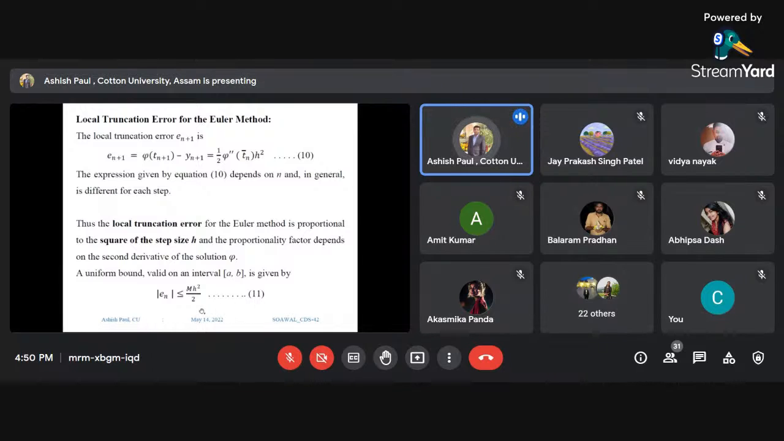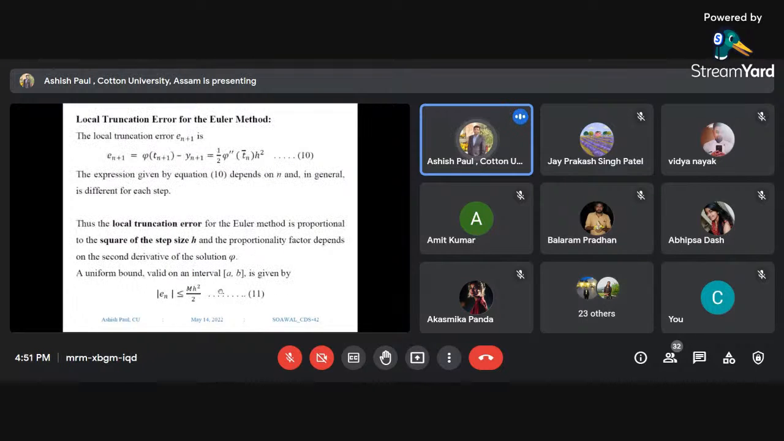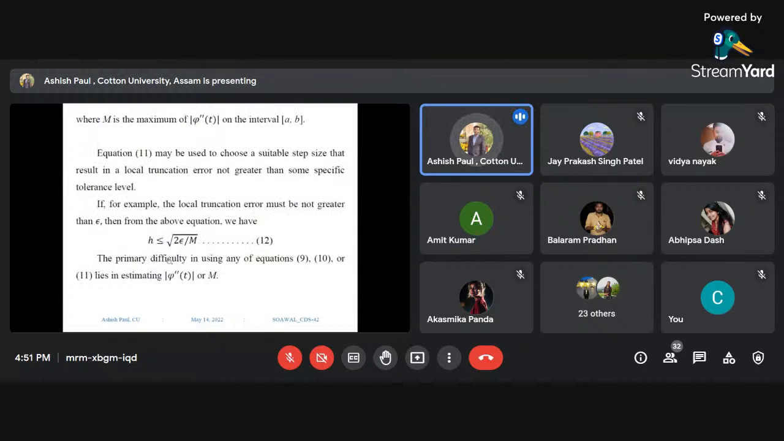A suitable value of h may be chosen from this particular concept. That is, if we take capital M to be the maximum value of this one, then the error En at the nth stage is M h square by 2. This is from this particular term. This equation 11 can be rewritten in the form of 12.